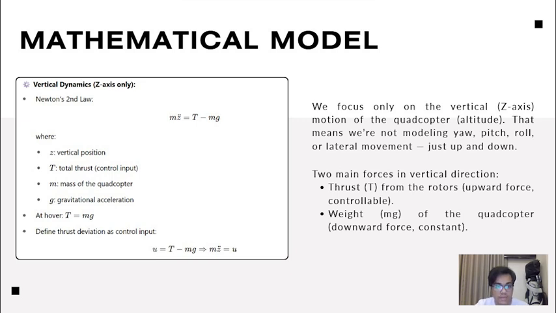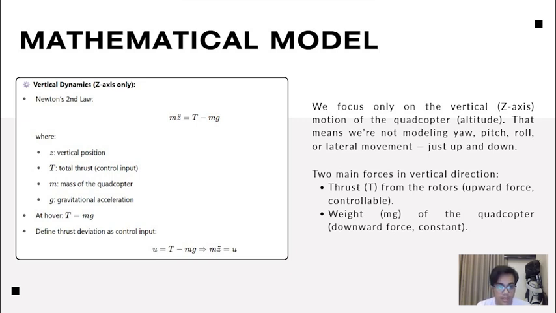As you can see on the left, our foundation is Newton's second law. The equation m z double dot equals T minus mg describes the force acting on our quadcopter. Here, z is our vertical position, T is the total thrust from the rotors, our control input, m is the mass of the quadcopter, and g is the gravitational acceleration.